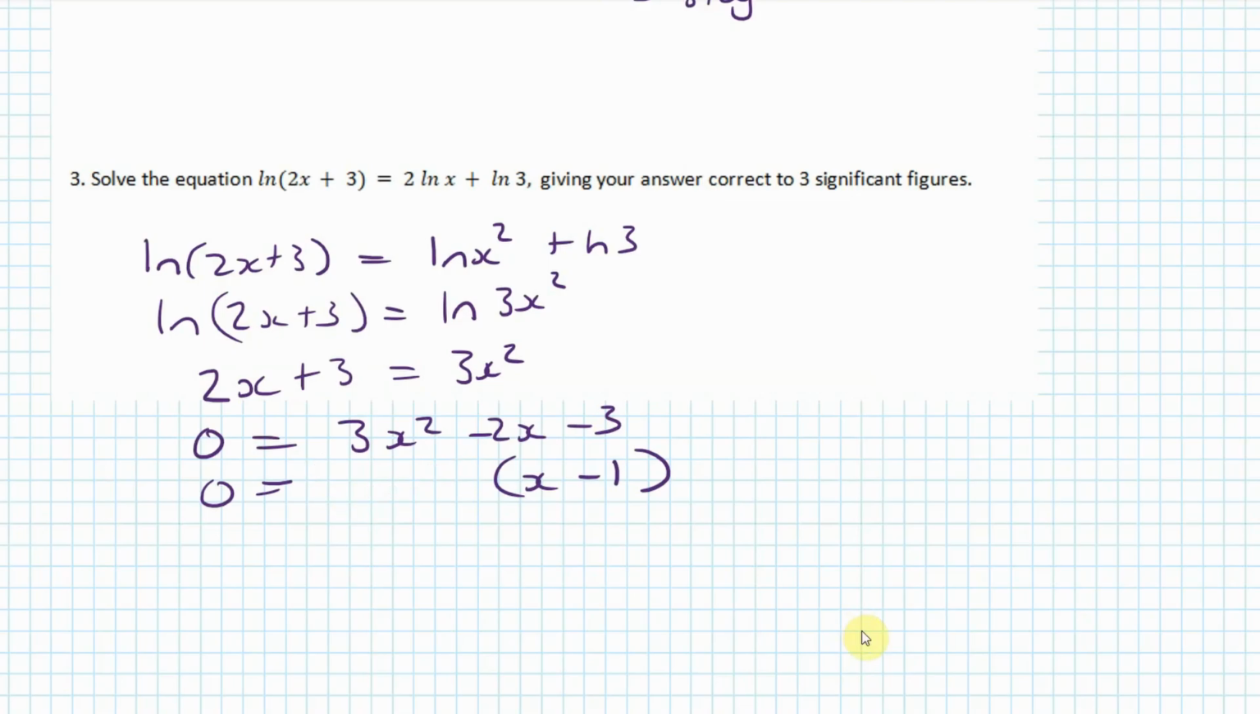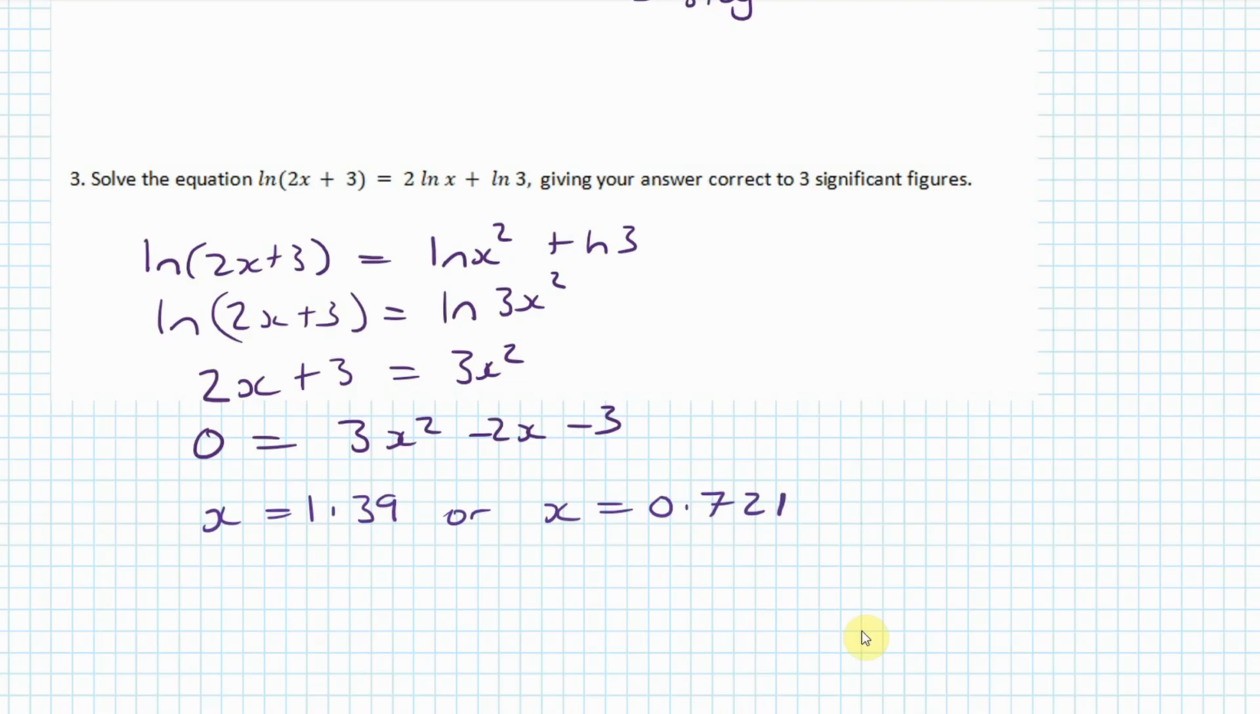What I'll do at this point is I'm going to use my quadratic formula. So I'm going to pop this into the calculator. Whoops. 3 is A, minus 2 is B and minus 3 is C. Spit out our answers. I'm getting x equals 1.39 or x equals 0.721. So those are our answers to 3 significant figures.